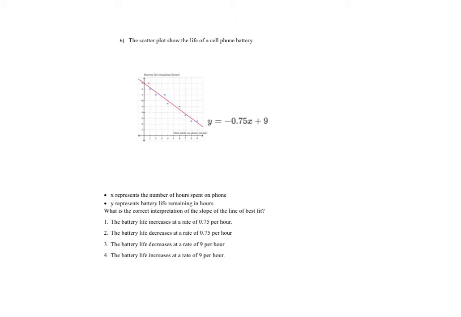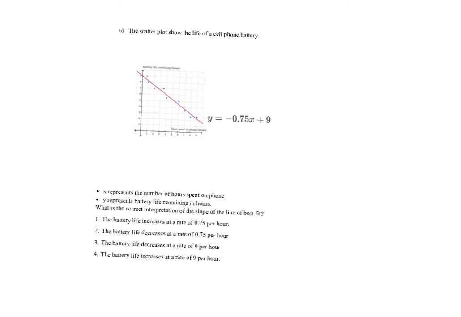All right, so for this question number 6, we got the scatter plot showing the life of a cell phone battery. So we got a scatter plot, right? And we got X representing the number of hours spent on the phone, and Y representing the battery life remaining in hours. What is the correct interpretation of the slope of the line of best fit?